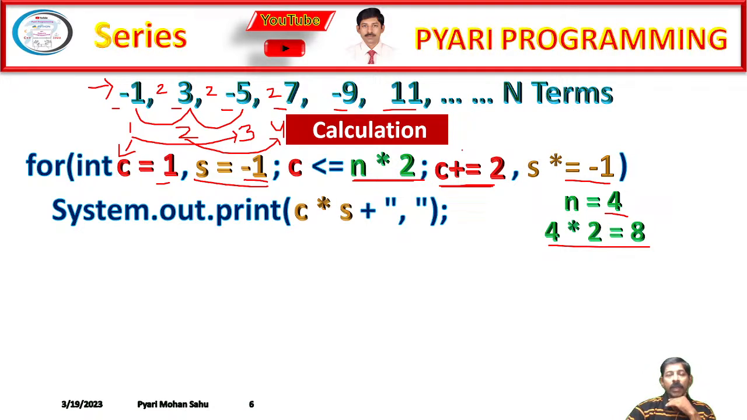So what I need to display? I need to display c into s. Why c into s? If c value is initially 1, 1 into minus 1, it will display minus 1. Next time c plus equals to 2, c value will be your 3. Look at this, c value is your 3.